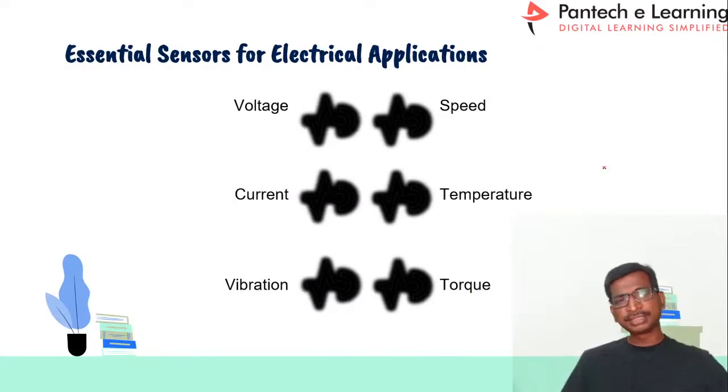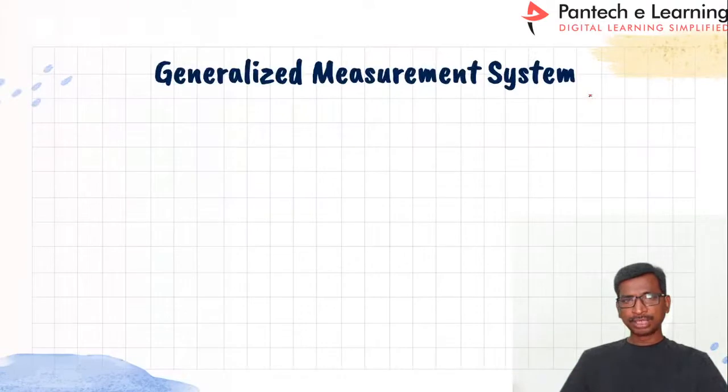So these are some essential sensors for electrical applications: voltage, current, vibration, torque, temperature, and speed. These six parameters we have to use in electric vehicle applications, right?